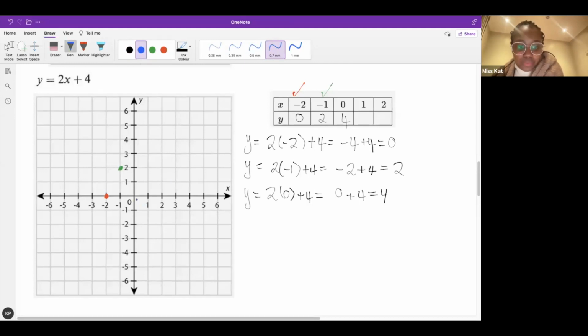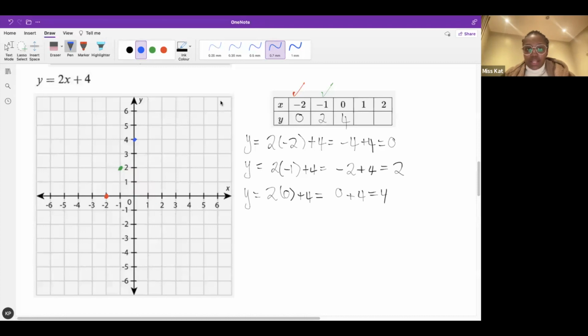Next. The third one, it's the y-intercept, right? Okay, so if on x you go to 0, then you go up on the y-axis to 4, then plot your point. Beautiful. Thank you very much, Tawan.